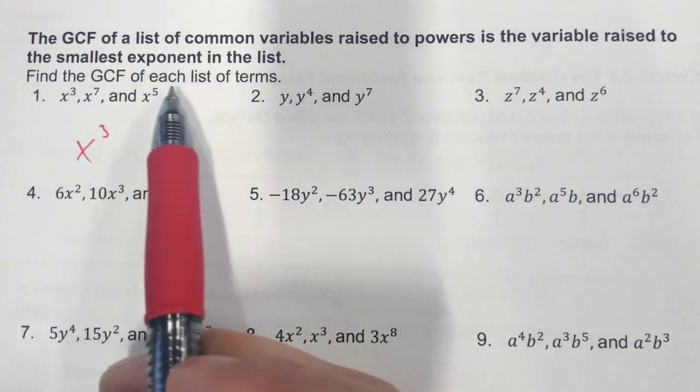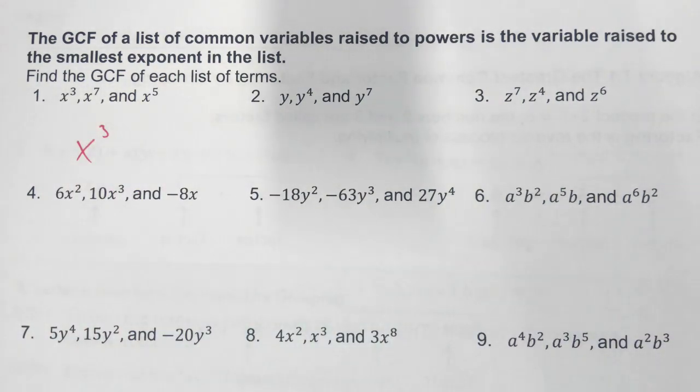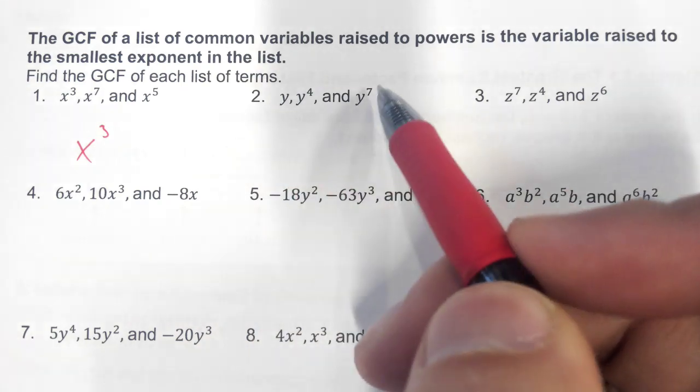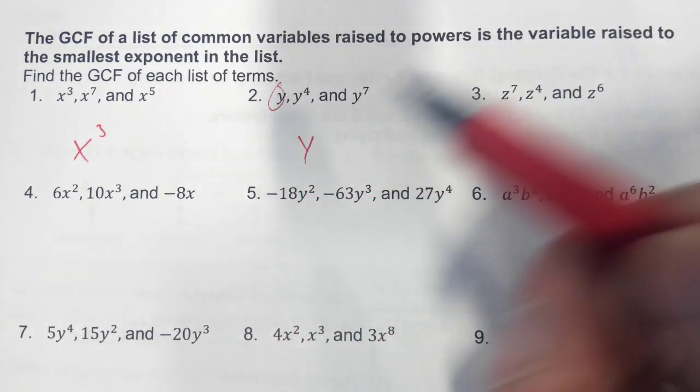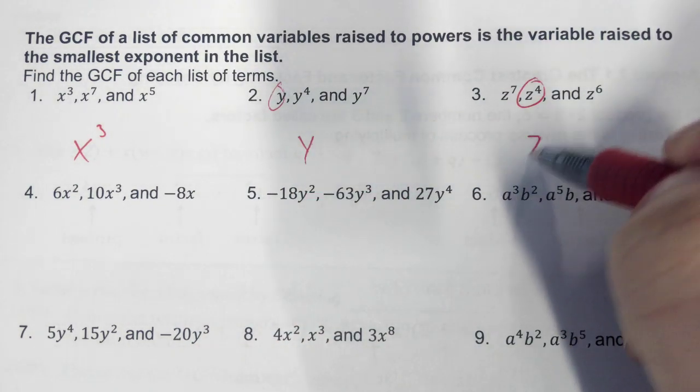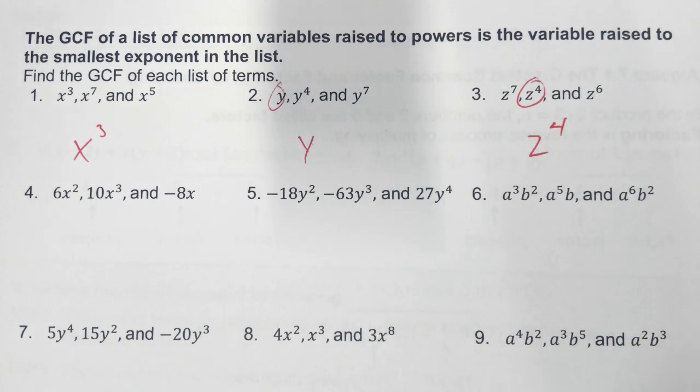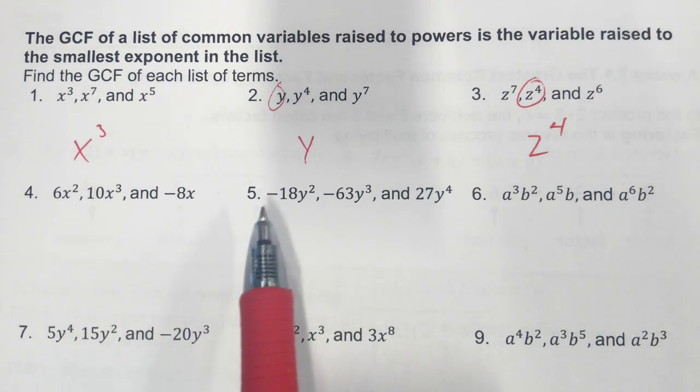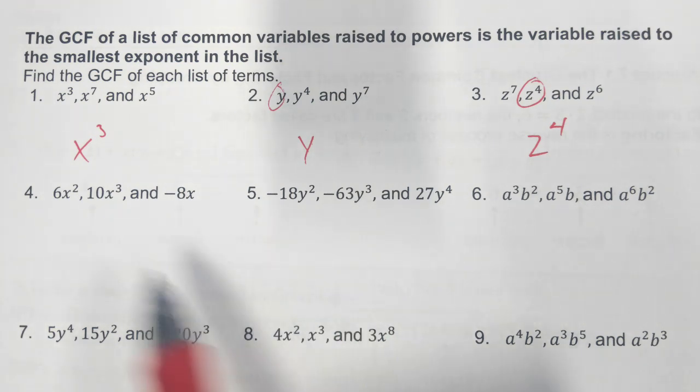I could divide all 3 of those by x cubed, and that's the biggest thing I could divide them by. On this one, the smallest exponent is right there, y. And on number 3, z to the 4th is the smallest exponent. On 4 and 5, we add in variables, so we're going to do it piece by piece.